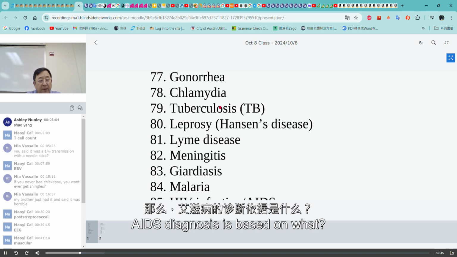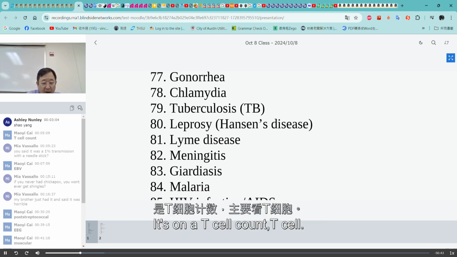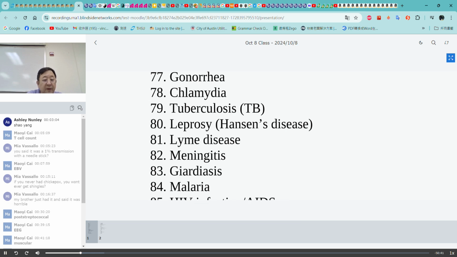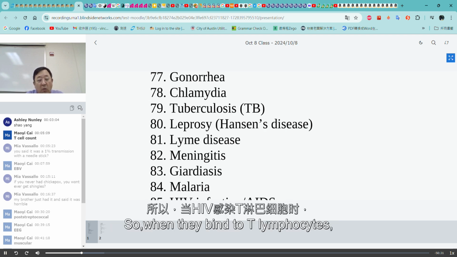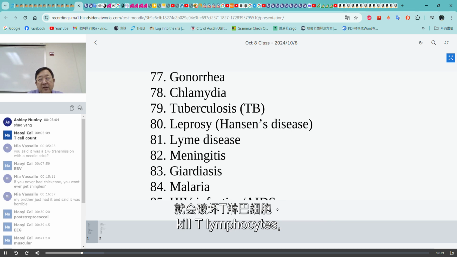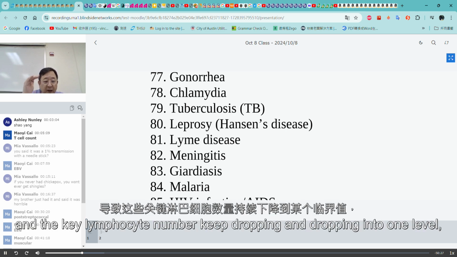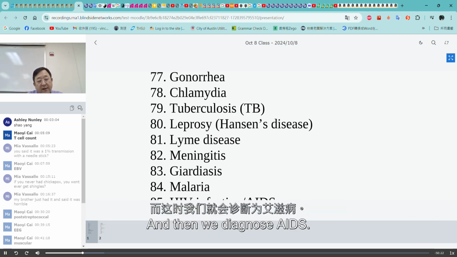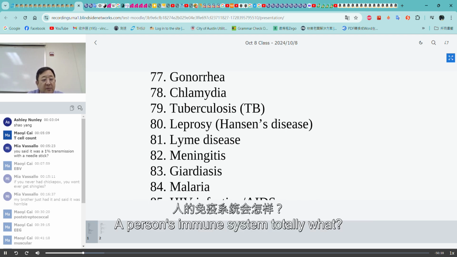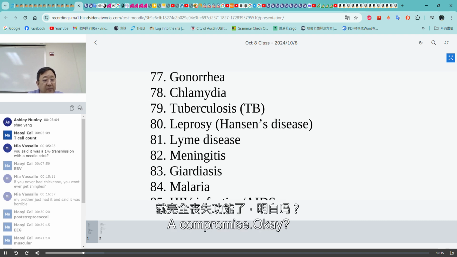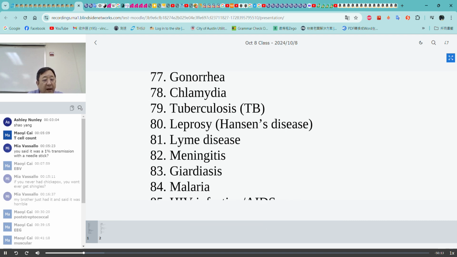AIDS diagnosis is based on what? It's on a T cell count. Why T cell count? Because this HIV virus targets the T lymphocytes. When it binds to T lymphocytes, it kills them, and the T lymphocyte number keeps dropping to one level, and then we diagnose what? AIDS. When the T cell level is very low, eventually a person's immune system is totally what? Compromised.